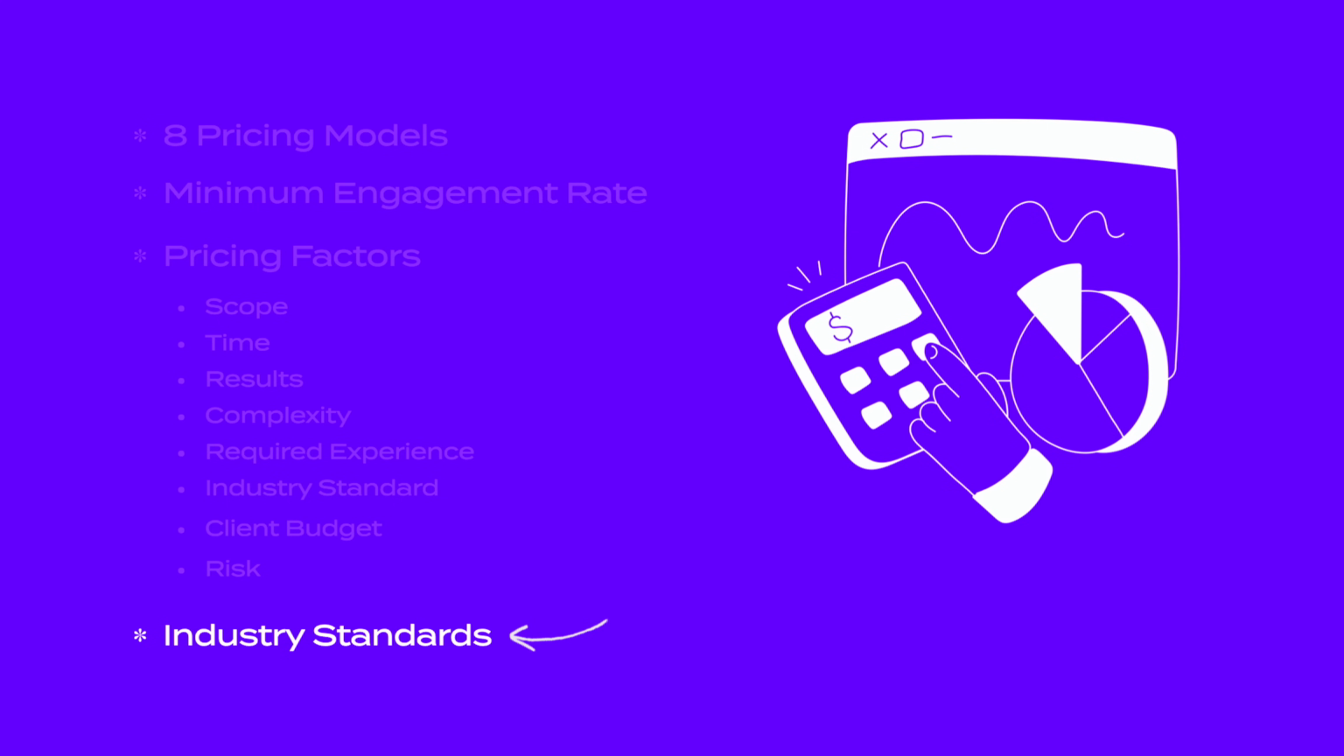All right, we're moving into the last step. So at the start of this video, you decided which pricing model you want to use. We set your minimum engagement rate, and we've gone through this list of all of the factors you need to consider and the questions that you need to ask to understand the project. So now to wrap up this video, we're going to talk about the market rate. So this is the average price in your industry for the services that you're offering.